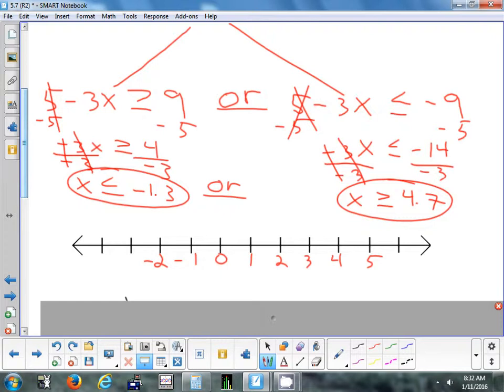All right, Jalen, what kind of circle am I going to put on negative 1.3? Closed. Negative 1.3 is just a little bit to the left of negative 1, so just put it like that. Davin, what kind of circle on 4.7? Closed. So I'm just going to put it about like that. Ariana, for my arrow on negative 1.3, which way does it shade, left or right? Left. Yep, it's going to shade left. Good.